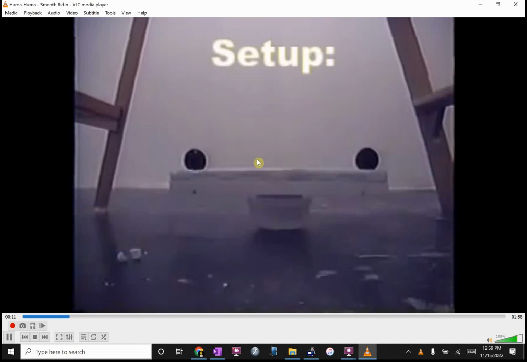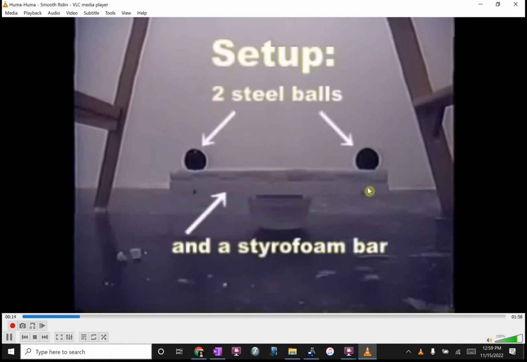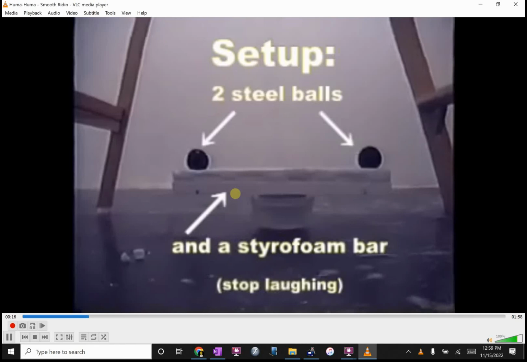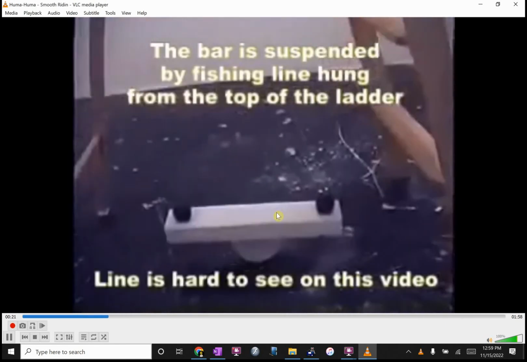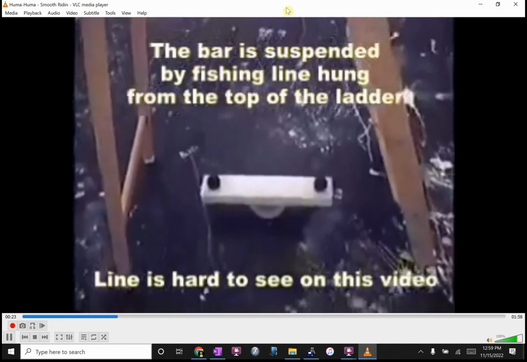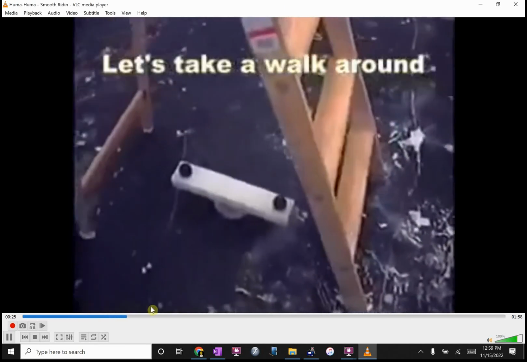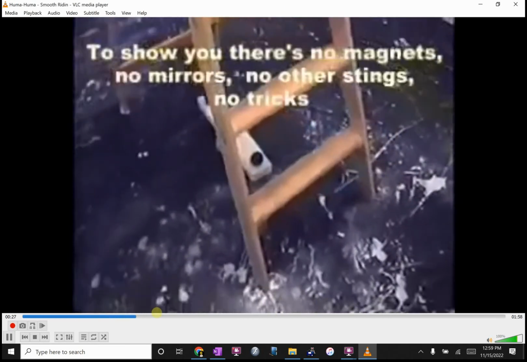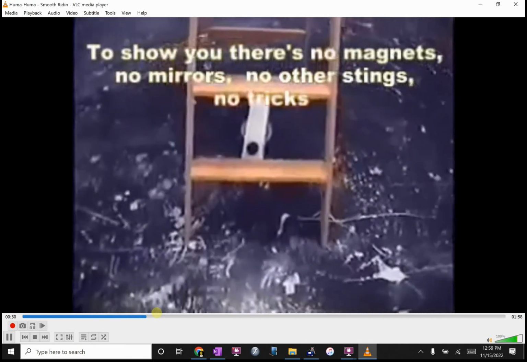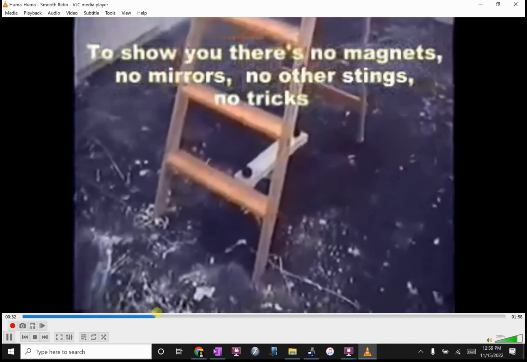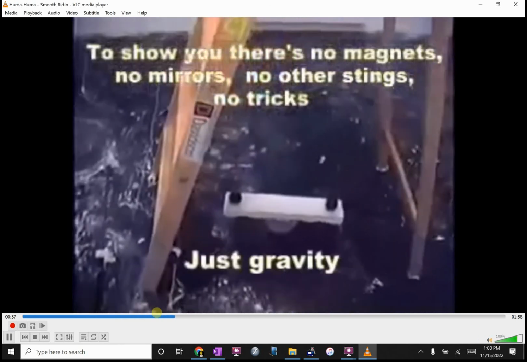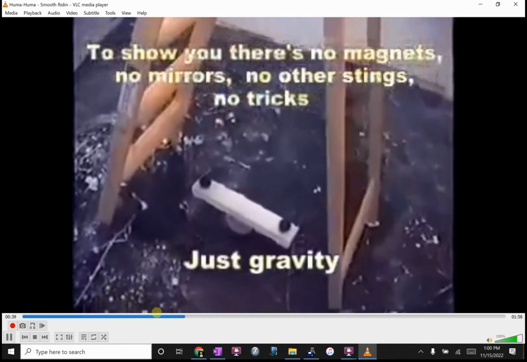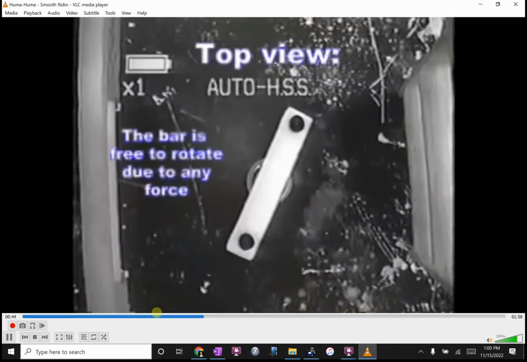So he took two large masses and he put them on a beam and he suspended them from string. This resolution isn't great, but there's fishing line. You can barely see some fishing line right there and right there. The point is, this is free to rotate and it's very sensitive. So there's no magnets, no mirrors, no springs, no tricks. Any objects with mass will send out a gravitational field. Right now, you're all tugging on each other with a gravitational field.